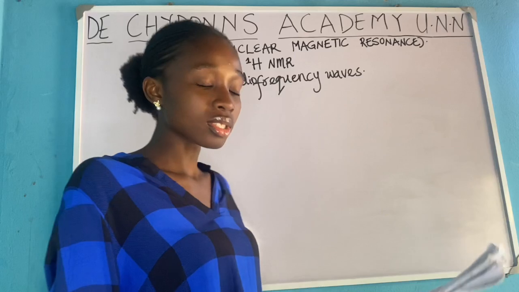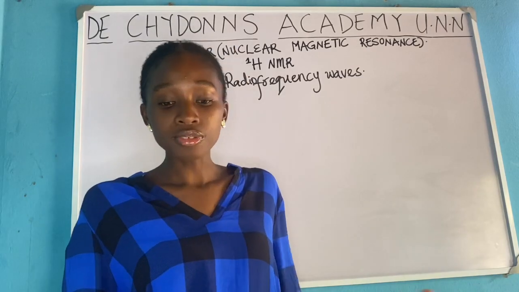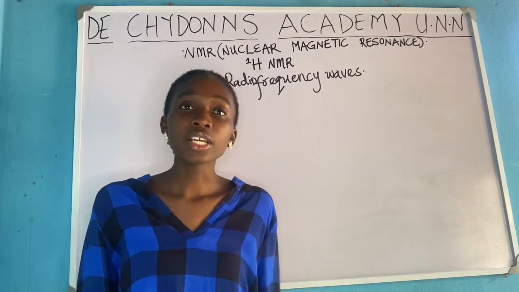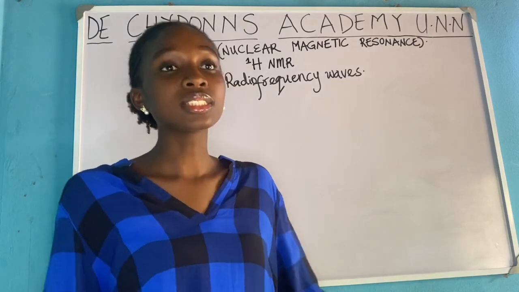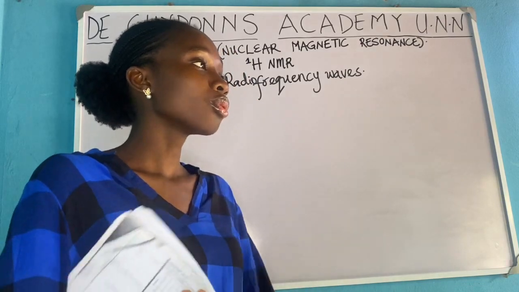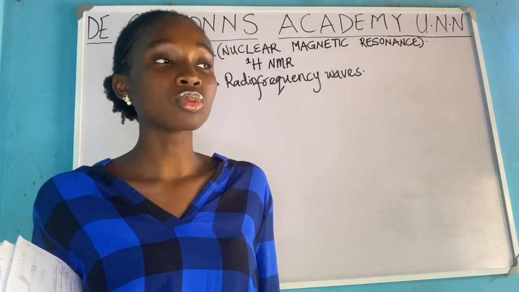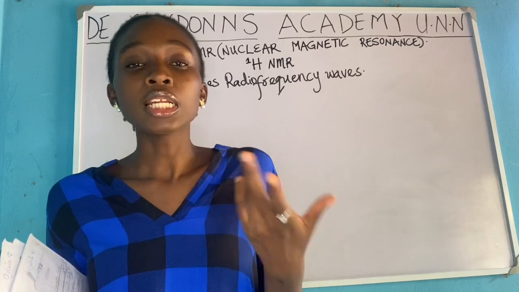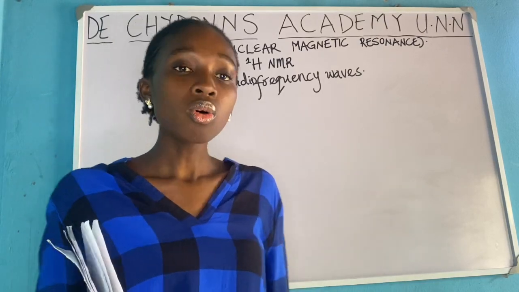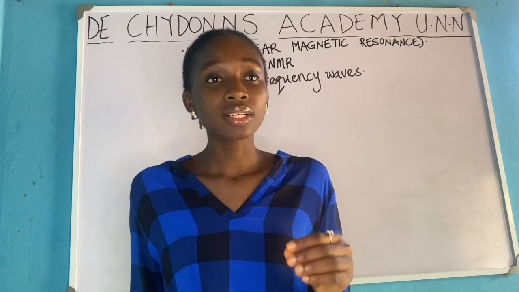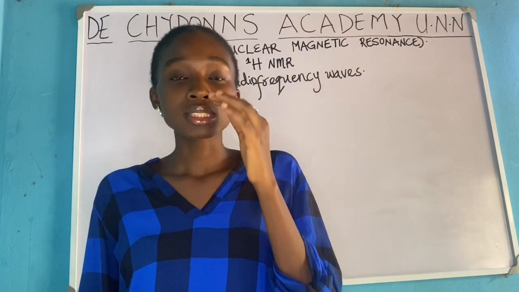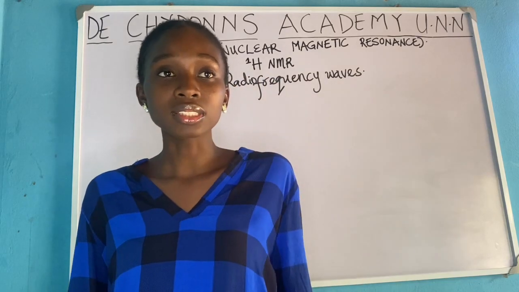NMR is concerned with the magnetic properties of certain atomic nuclei, majorly the 1H hydrogen and the 13C carbon. Before we start with NMR, we would like to know what type of materials, what type of molecules, can take part in an NMR study. To emphasize, only nuclei that have an integer as their spin quantum number can take part in NMR.